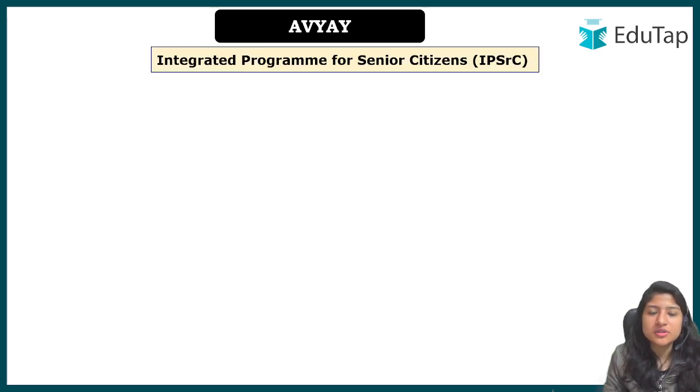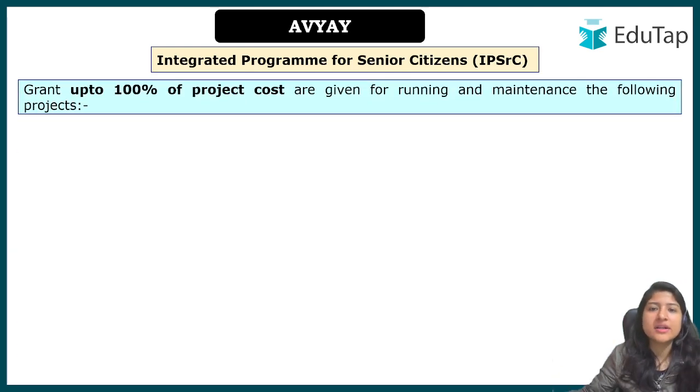Okay, so we have understood the components. We'll look at each of them a little bit. First one is the integrated program for senior citizens. So we have understood that under this, the old age homes, these care homes, will be formed.